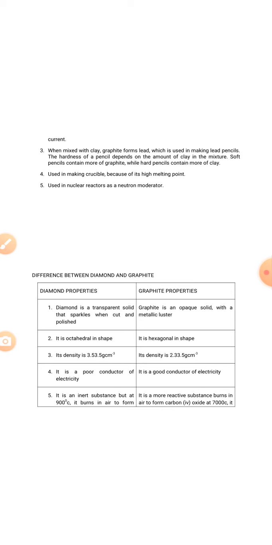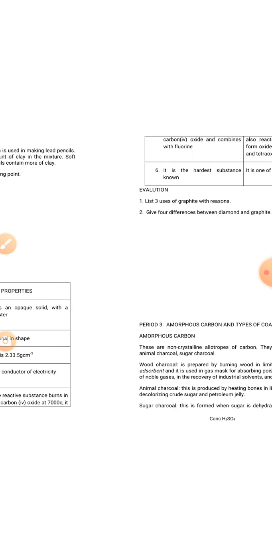Number 4, graphite is used in making crucible, and number 5, it is used in nuclear reactor as a neutron moderator. So that table there shows you the differences between diamond and graphite. You can go through the table after explaining all the points there in the table. So now let's go to amorphous carbon and types of coal.